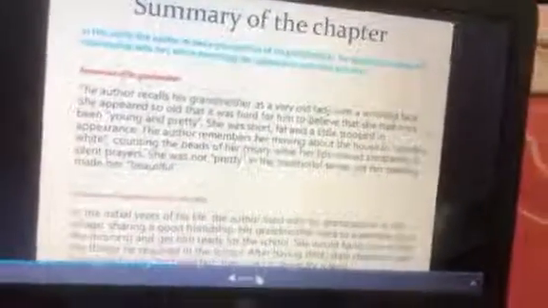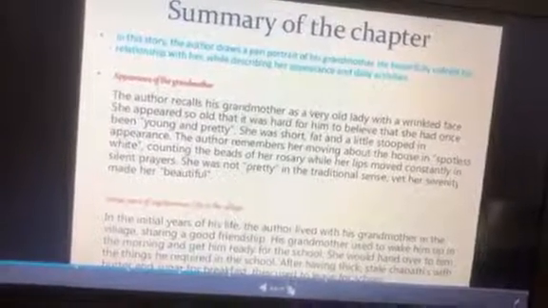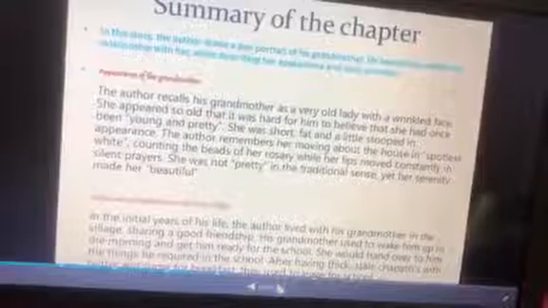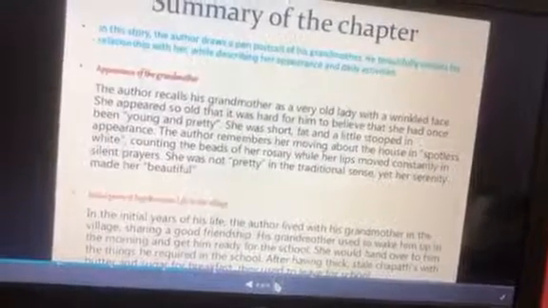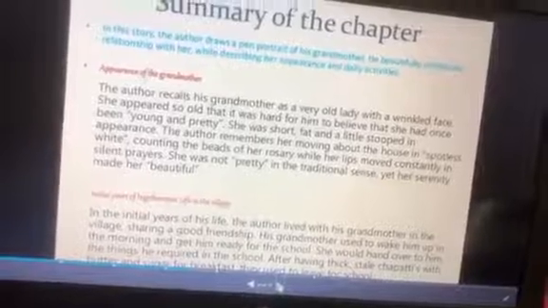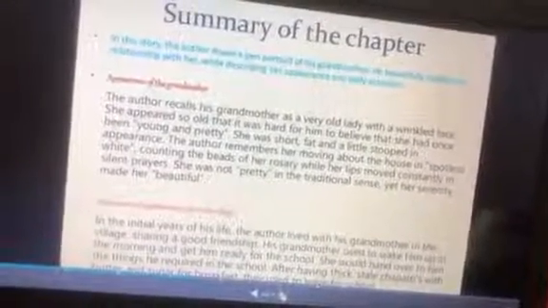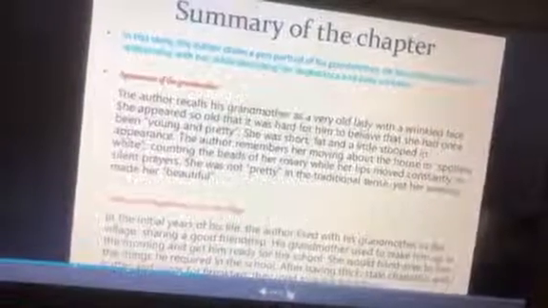Now let's discuss the summary of the chapter. In this story, The Portrait of a Lady, which lady is he talking about? He is talking about his grandmother, throughout the story. And he beautifully unfolds his relationship with her while describing at the same time her appearance and her daily activities.